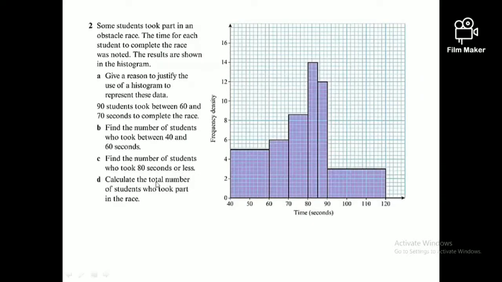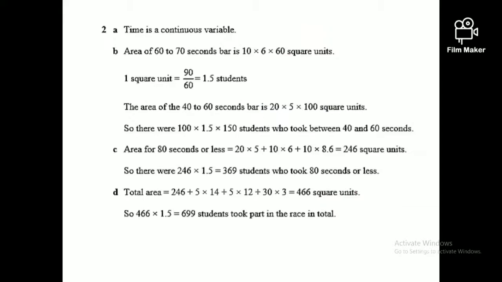Calculate the total number of students who took part in the race. That means what you need to find? You need to find the total area over here. And how to get this area, you can work out. We already know the frequencies in these 3 columns, so simply we can get that. We can identify the area over here, and area over here, and if you add them together, you can find the total number of people who took part in the race. That is how you need to do this question.